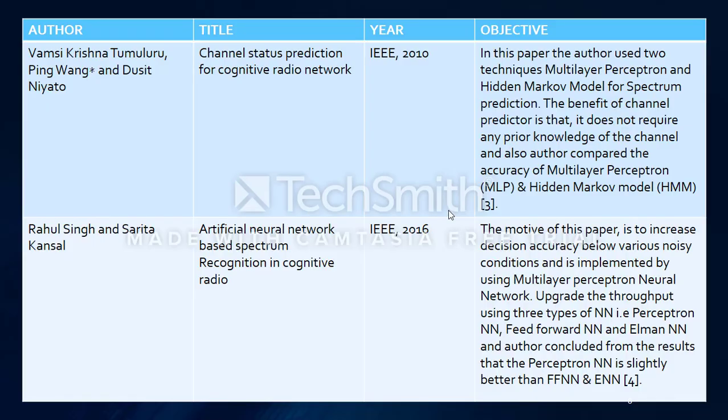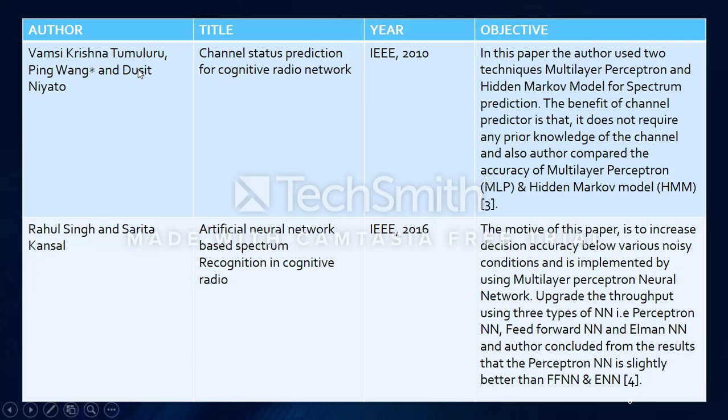Literature review. These are the papers which I have read. Channel status prediction for cognitive radio network, and their authors are Vamsi Krishna, Ping Wang, and Dusit Niyato, which is published in 2010. In this paper, the author used two techniques, multilayer perceptron and hidden Markov model, for spectrum prediction. The benefit of channel prediction is that it does not require any prior knowledge of the channel, and also the author compared the accuracy of multilayer perceptron and hidden Markov model.